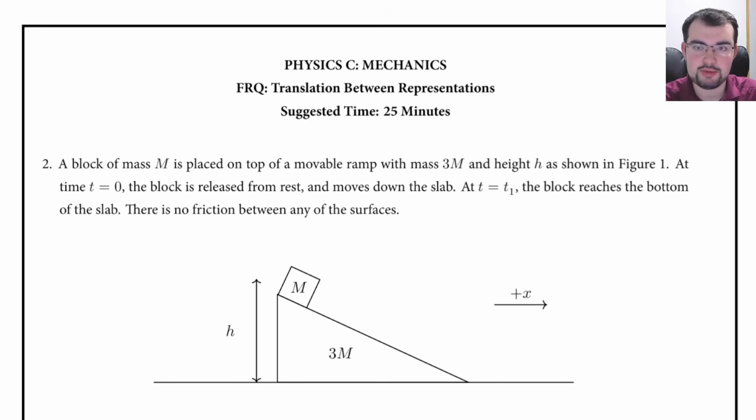All right, now onto the TBR. So the TBR, translation between representations, has sort of a different approach than the MR. So it gives you a lot of time, and it's actually worth the most points. It's worth 12, but it tests the most skills. It asks us to do quite a few unique things. So TBRs are really important.